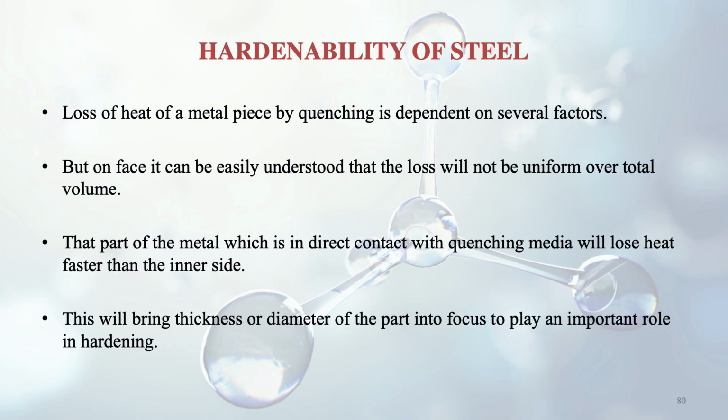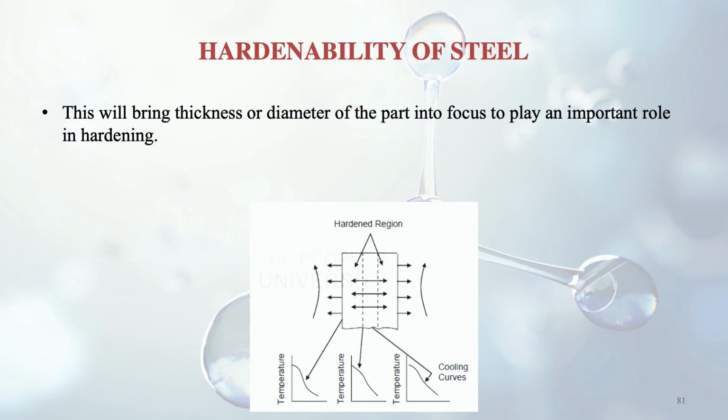It's obvious also: if there's a specimen and you put it in water, the part which comes in contact earlier with water will get cooled earlier. So this brings the thickness or the diameter of the part into focus, because if it is a very thick object, then the heat loss from the inner part will take a lot of time. So the thickness or diameter of the part plays an important role in hardening.